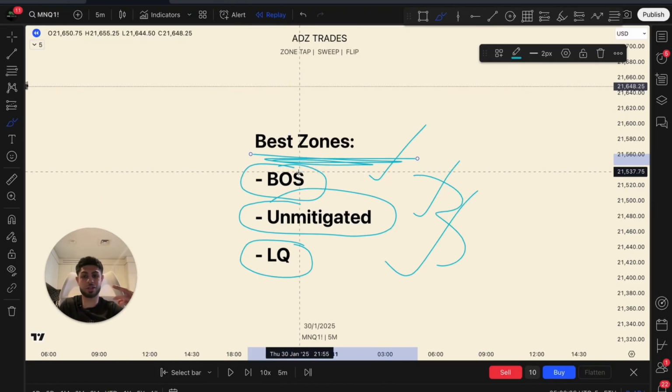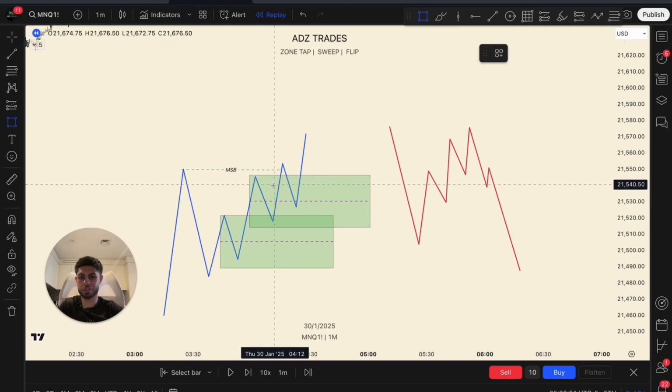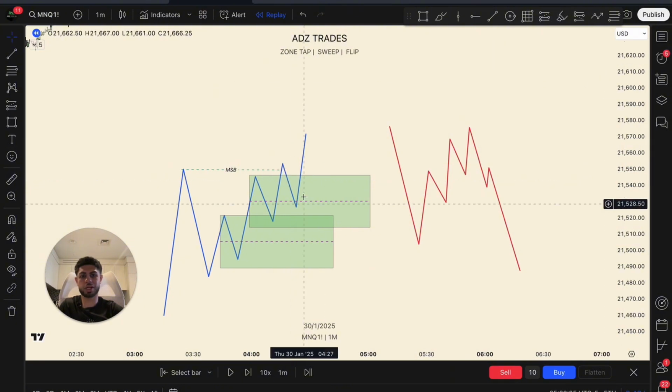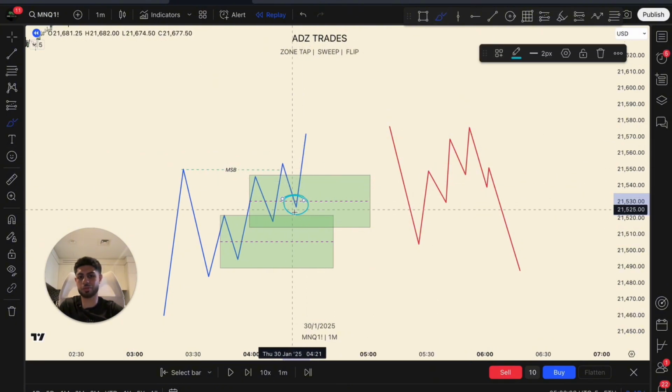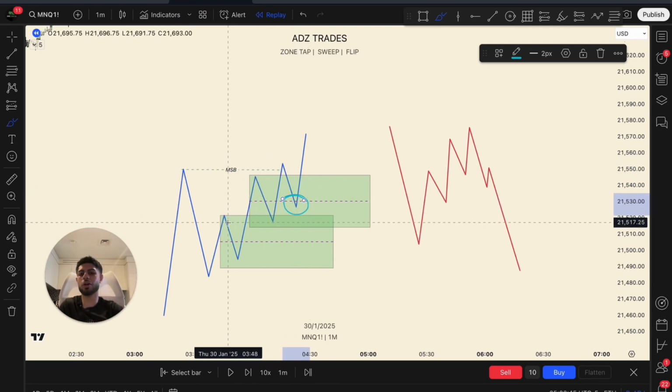Now the second and third ones is we need unmitigated and liquidity. Well, this first one here, can you see price has come and actually mitigated more than 50% of this zone? This to me is now not as good, okay? We don't have any more fresh orders to fill. What about this bottom one?